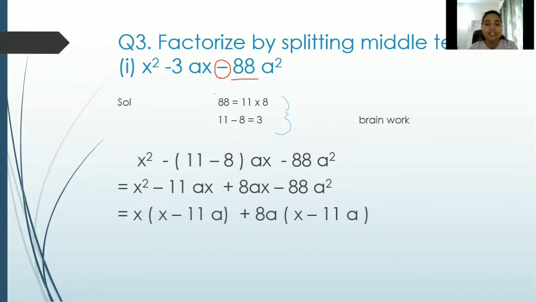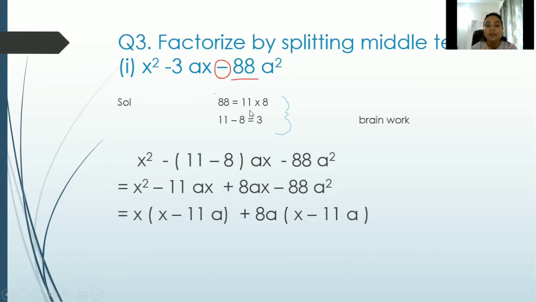Okay. Now see this. 88. Just split this 88, right? How can we split it? Split means factorize it. Okay. 88, we can write it simply like 11 multiply 8, right? And see this sign. It is in minus.